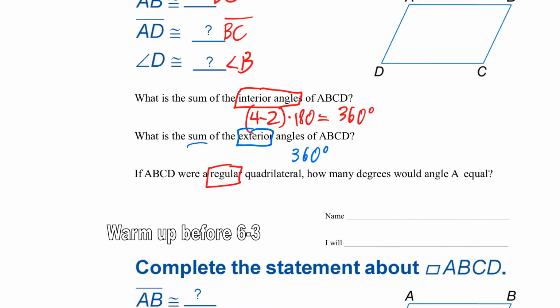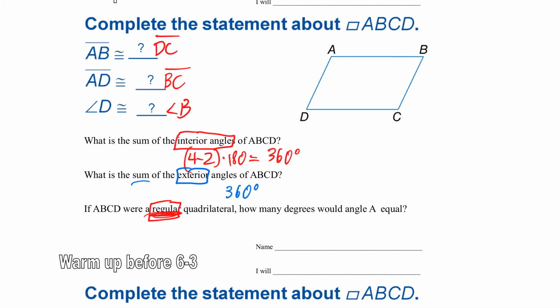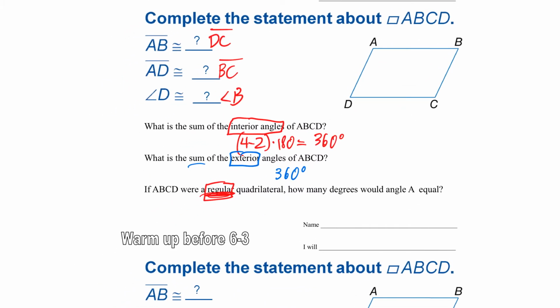What does it mean if it's a regular quadrilateral or regular polygon in general? What does regular mean? Regular just means all the sides are the same length and all the angles are the same. Okay? So that's what it means. So if all of these angles were the same measurement up here, how big would each angle be? 90. It'd be 90 degrees. Yep.